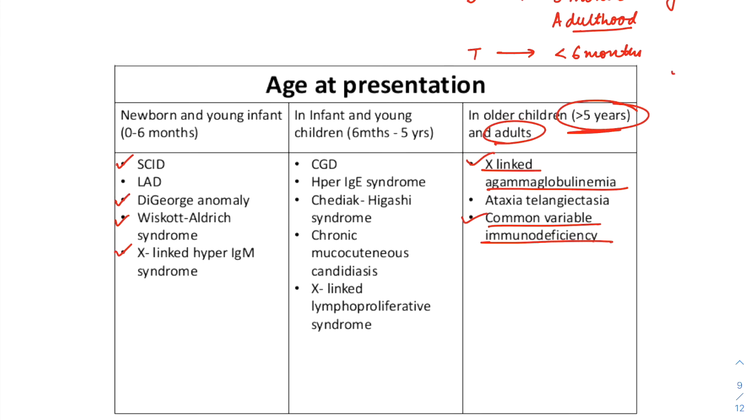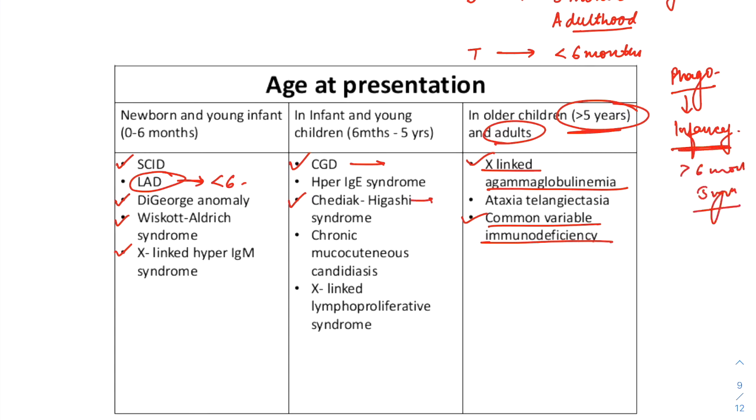The phagocytic disorders usually present in the infancy period, which can be anything. Among them, leukocyte adhesion deficiency usually presents in less than 6 months of age, while chronic granulomatous disease and Chediak-Higashi syndrome usually present at more than 6 months to 5 years of age. While the complement deficiencies, you should remember, can present at any age. All right.